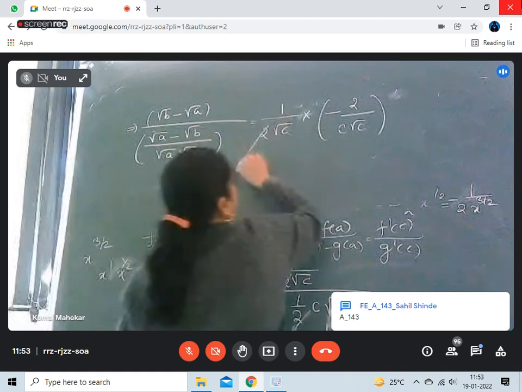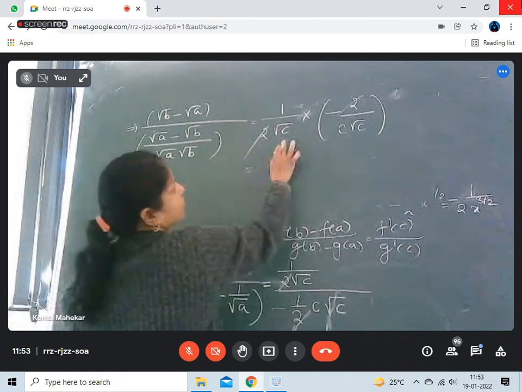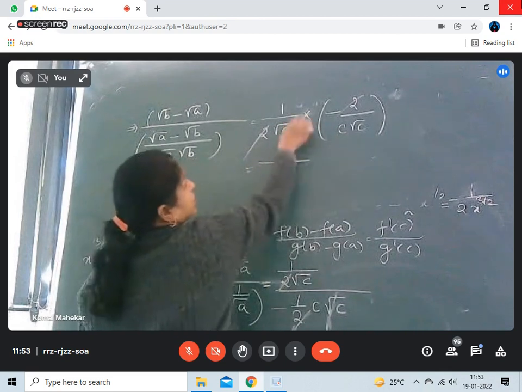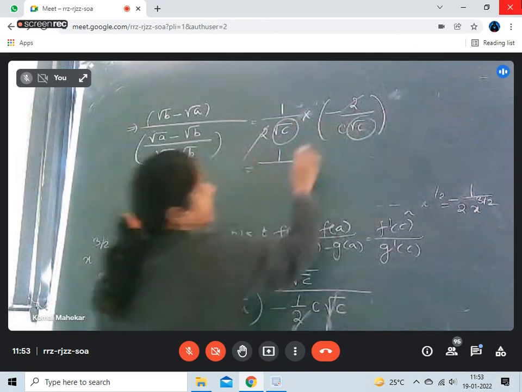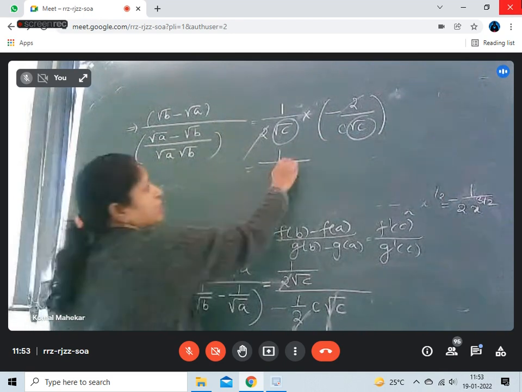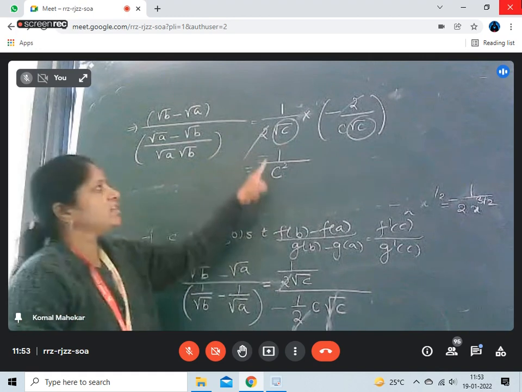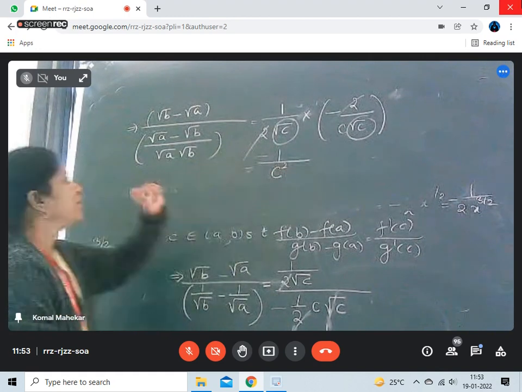Now see here, 2 with this 2 get cancelled. Root c into root c. This is root c multiplied by root c, that is c, and c with c, that is c square. Okay, product of c with c, that is c square. So we get minus 1 by c square in the right hand side.